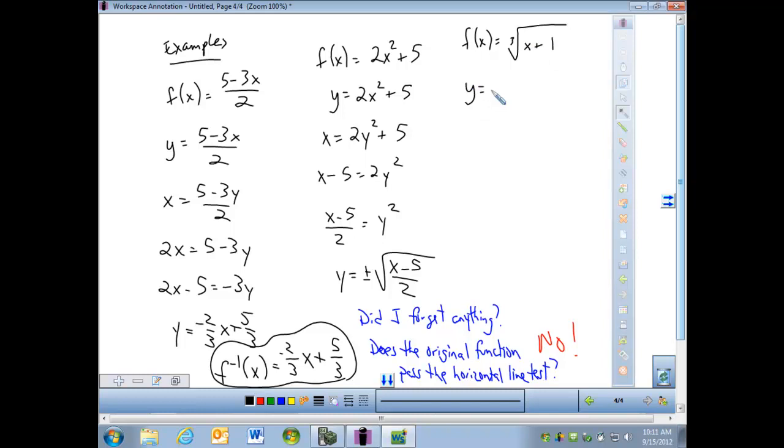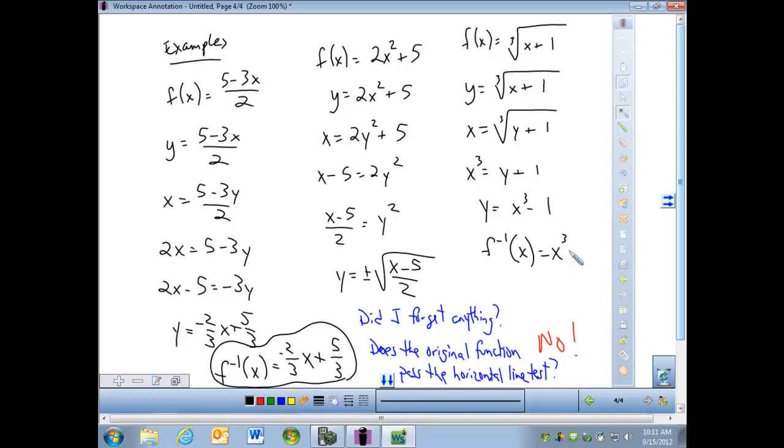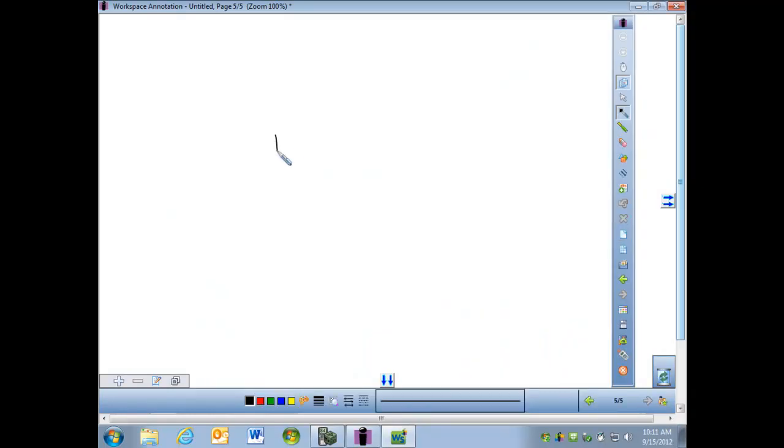Alright, last one. Again, you might want to pause after you see this function. It's the cube root of x plus 1. Go through that. See if you can do that yourself. You get that same answer I did? That is the inverse.